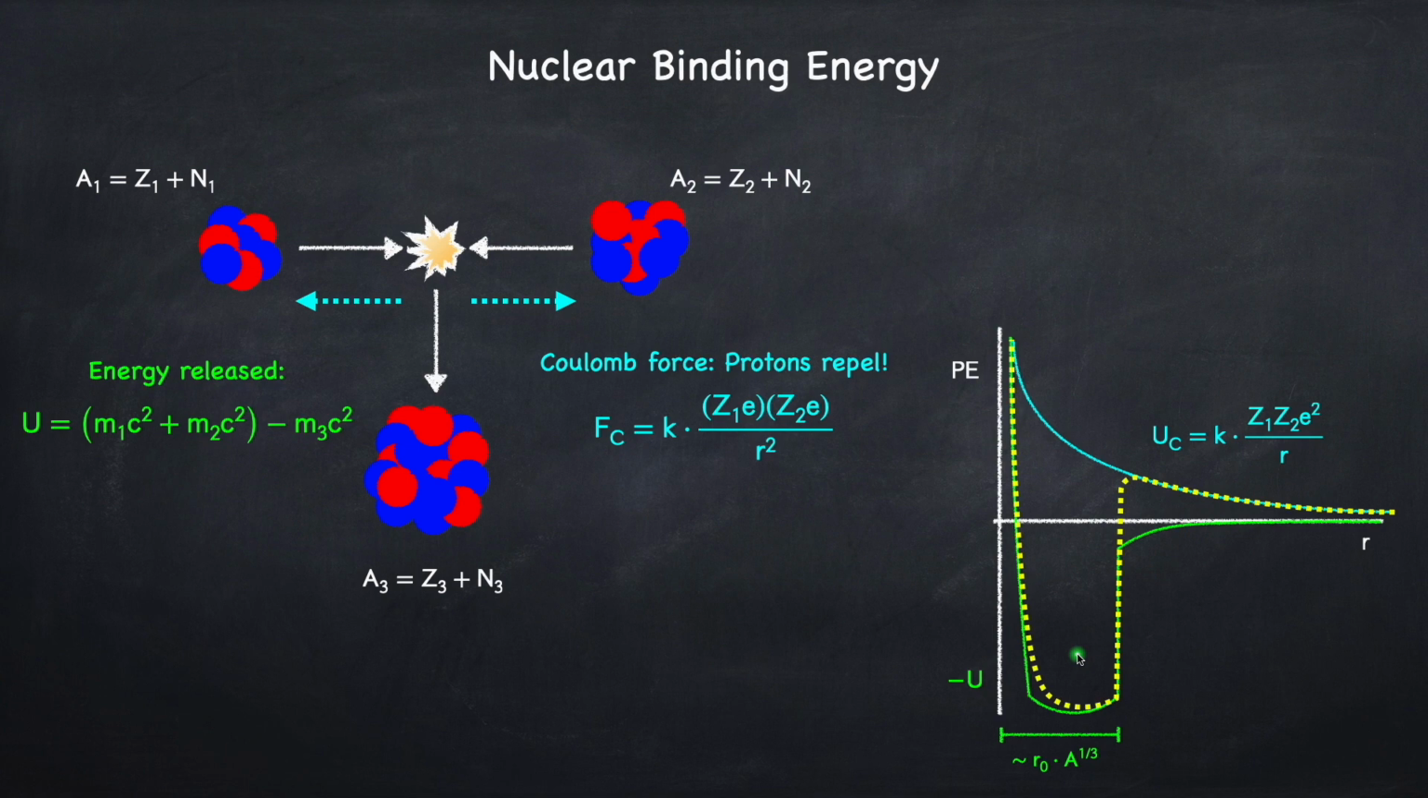So what does it mean you need to get them moving fast enough? It means they have to have a lot of energy. So in order to get fusion, you need your gas to have a very high temperature.